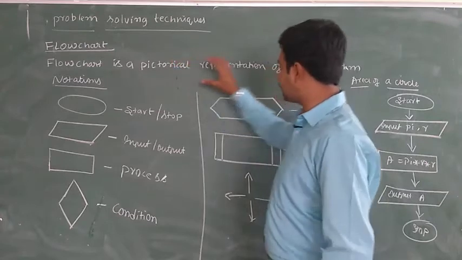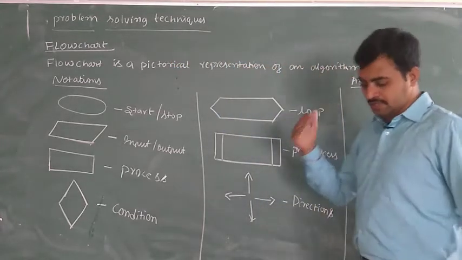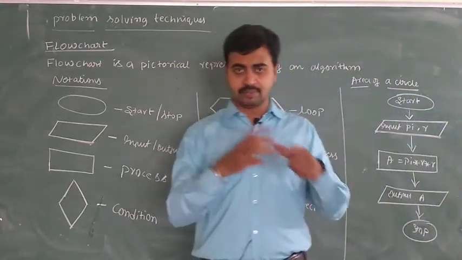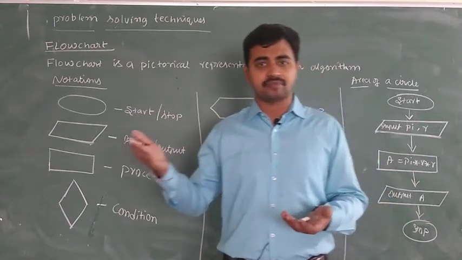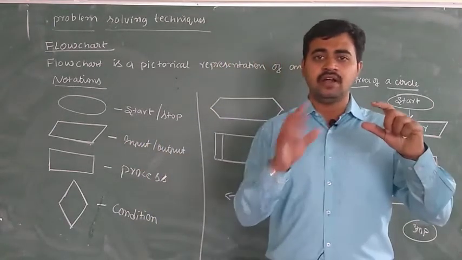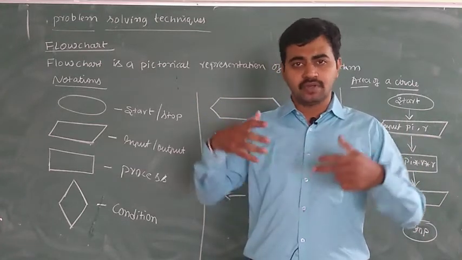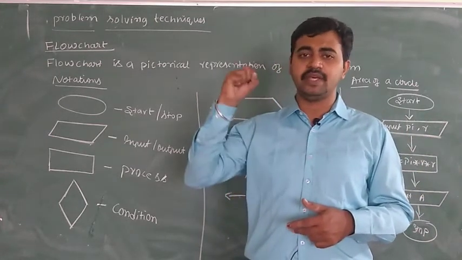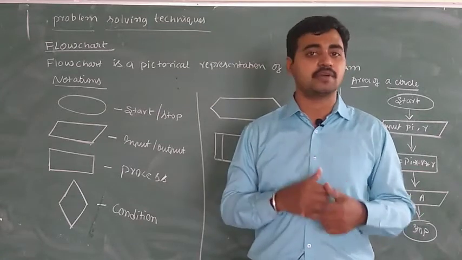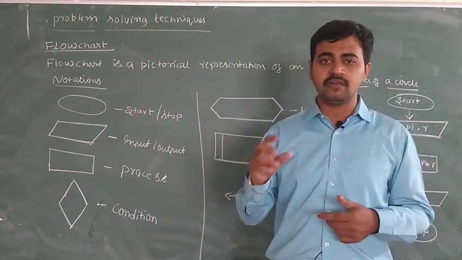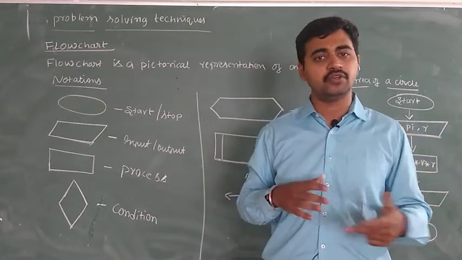It is a pictorial representation of what? Algorithm. When you have a look at a picture, it is better than reading. When you have a text and a picture, the picture will feel more comfortable for you. For everyone, a picture will be grasped in a faster manner, so it can be understood very comfortably by human beings.